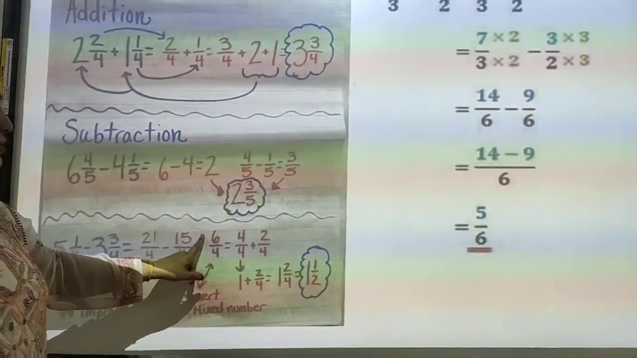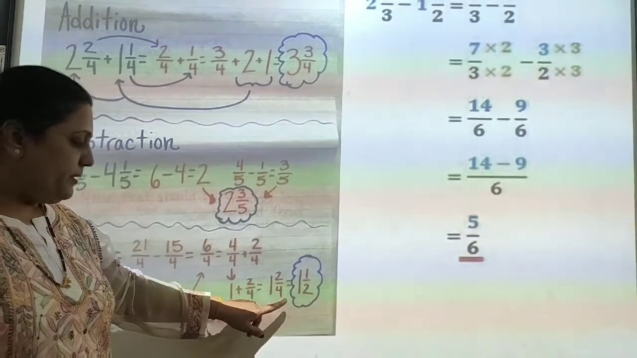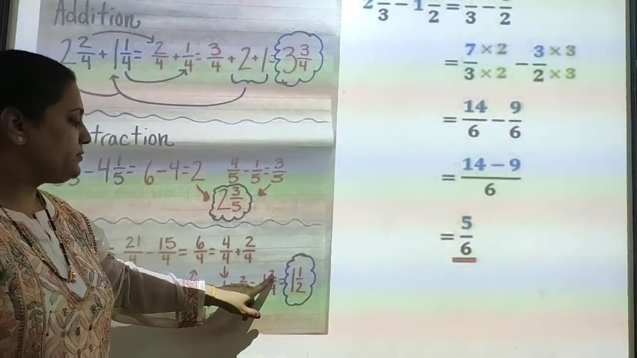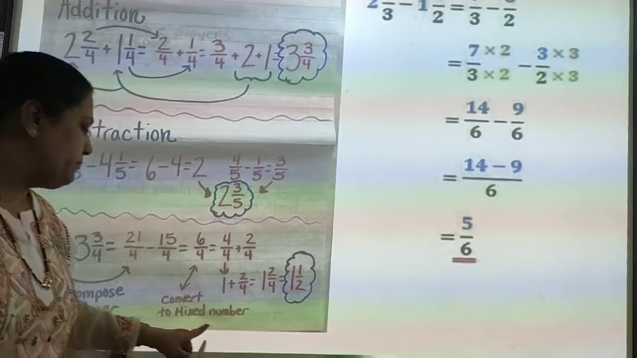Again it is an improper fraction, so convert it into a mixed fraction. 4 ones are 4 plus 2, 6. So the answer is 1 1 by 2.